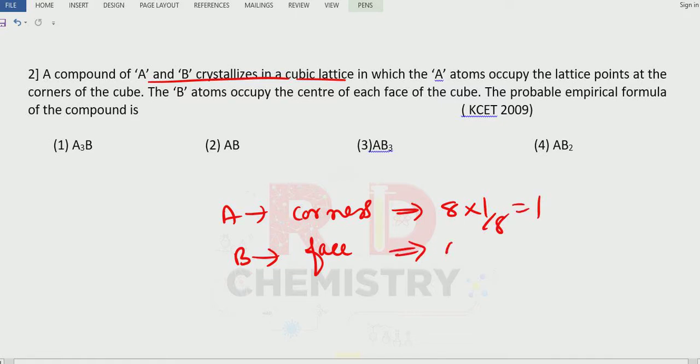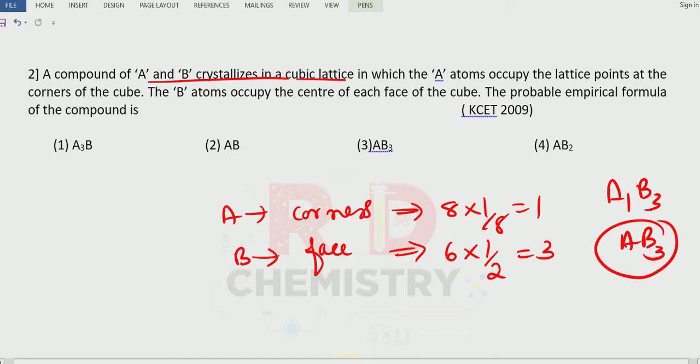How many faces are there? 6 faces are there. What is the contribution of each face particle? 1 by 2, so it is equal to 3. So it should be A1 B3 type, or AB3 type. It is clear, right? So what is the answer? Answer is option number 3, right?